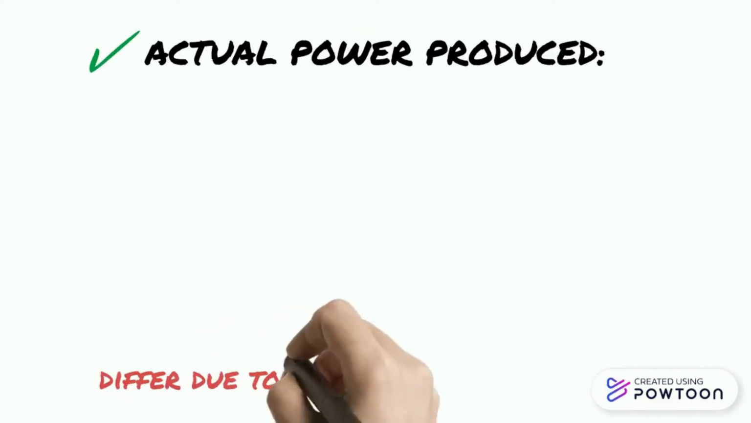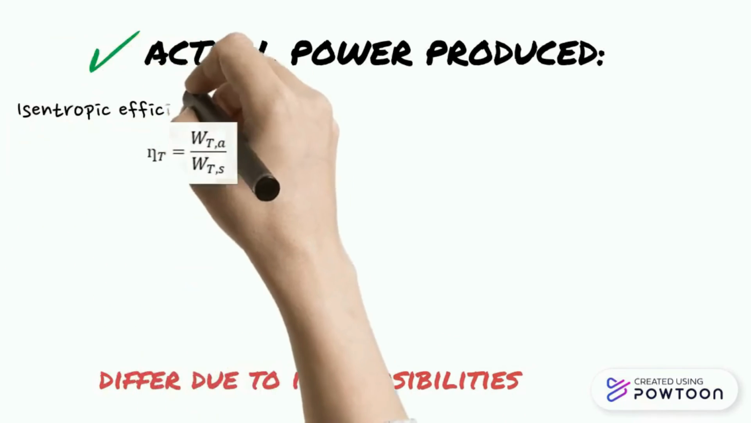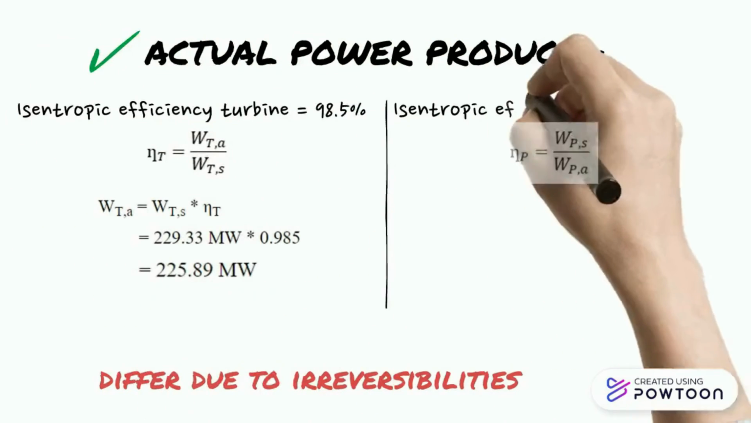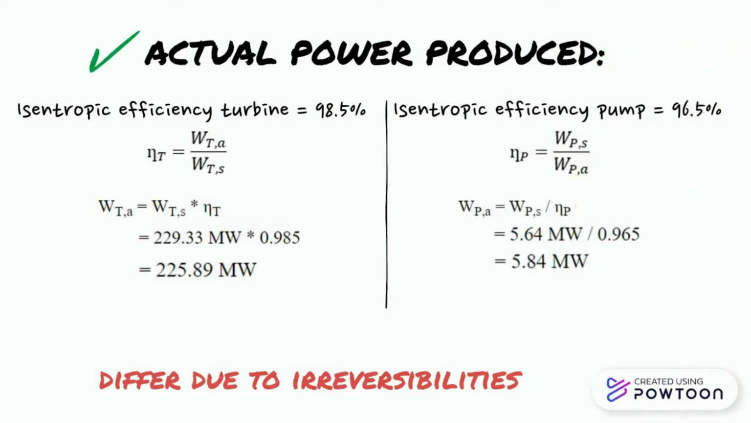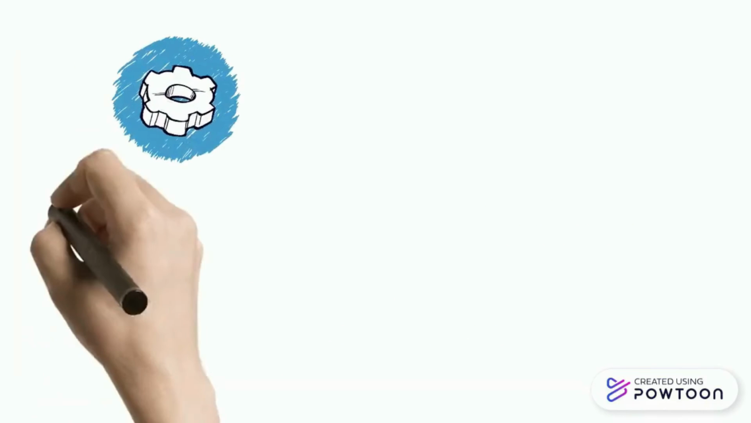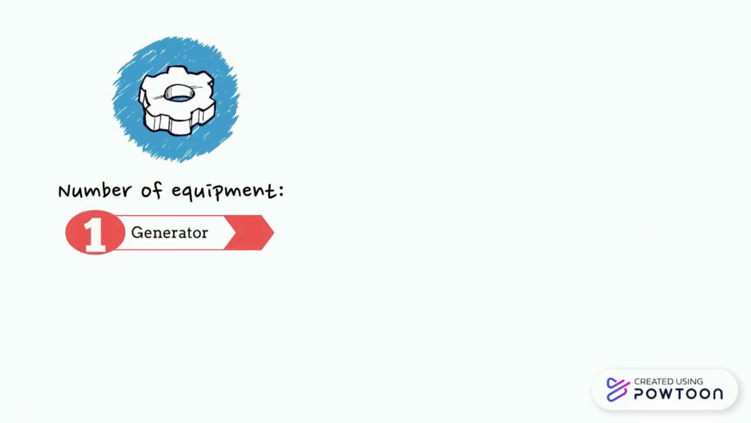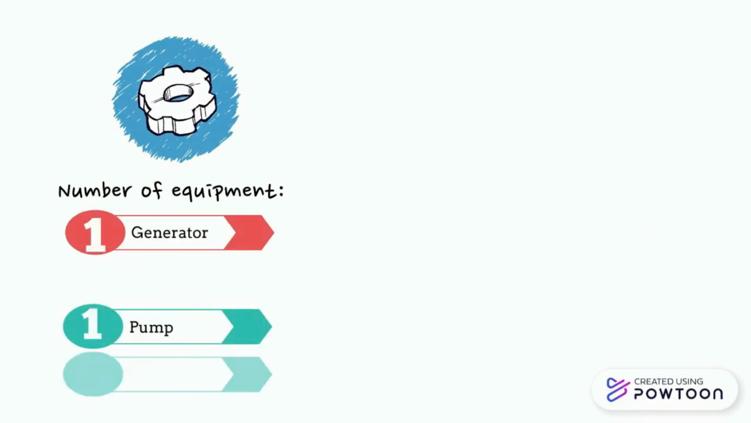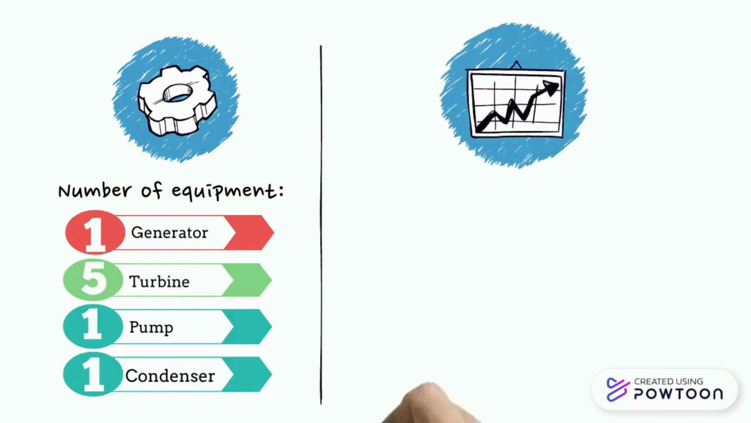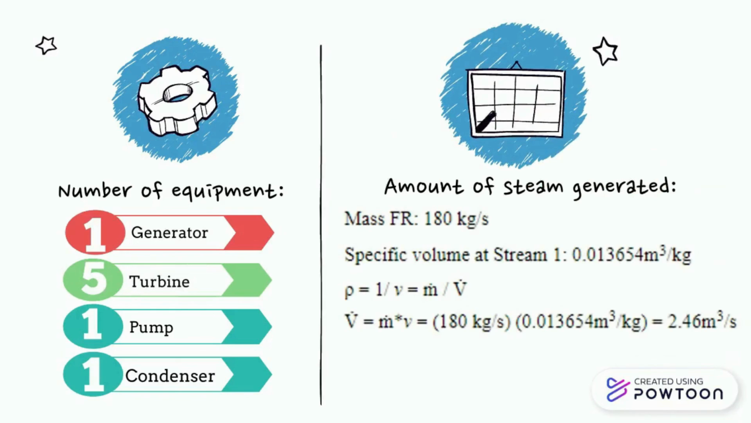The actual power produced differs from the Rankine cycle due to irreversibilities. By knowing the isentropic efficiency for both turbine and pump, we can calculate the actual power produced. Next, for the number of equipment, only 1 unit is required for the generator, pump, and condenser. However, 5 units are required for the turbine in order to produce 220 MW of power. The amount of steam generated can be obtained by multiplying the mass flow rate with the specific volume at stream 1.